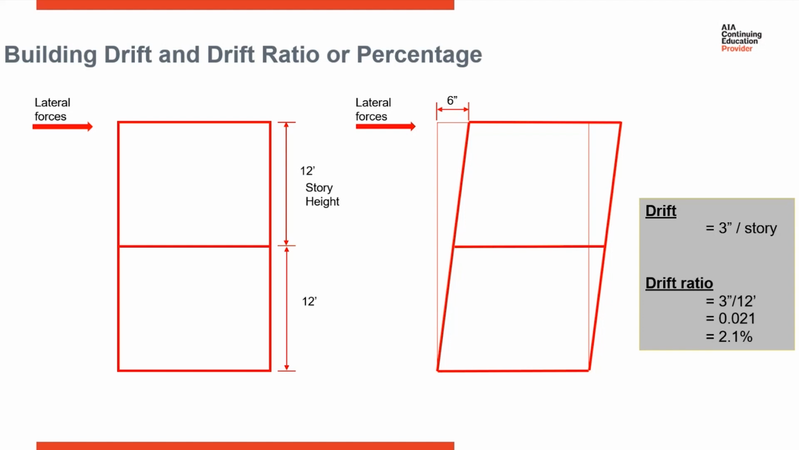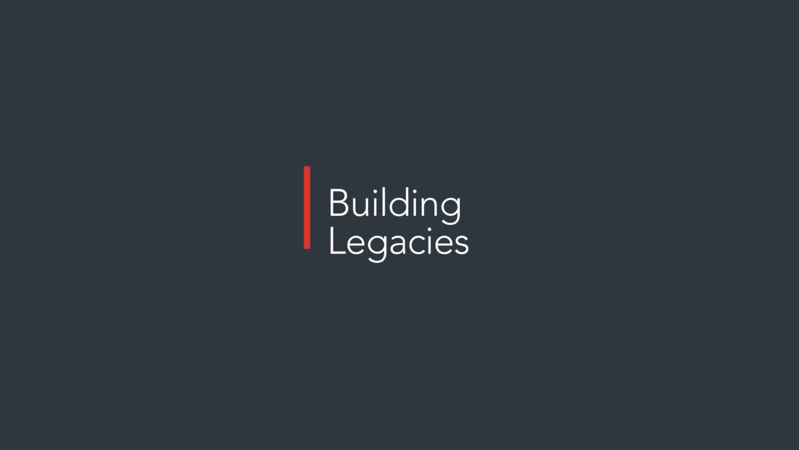So in this example, you have lateral forces acting on the building, and you get 6 inches of movement. So to get your story drift, you would divide your movement by your number of stories. In this case, you get 6 inches divided by 2 stories, so you get 3 inches per story. And to calculate your drift ratio, you'll take your story drift and divide that by your story height. So in this case, you have 3 inches divided by 12 feet, and that gets you a drift ratio around 2.1%.